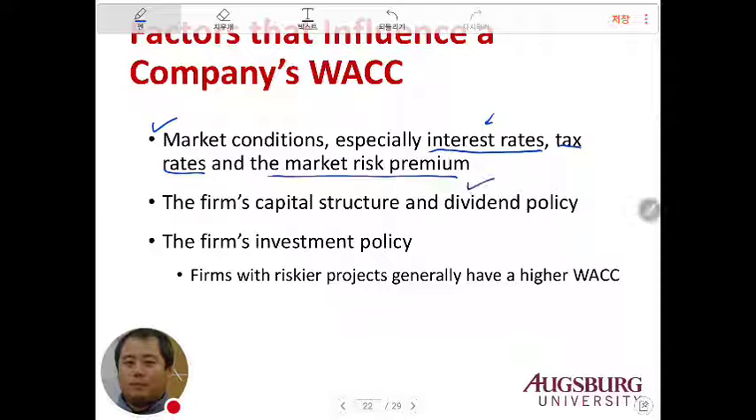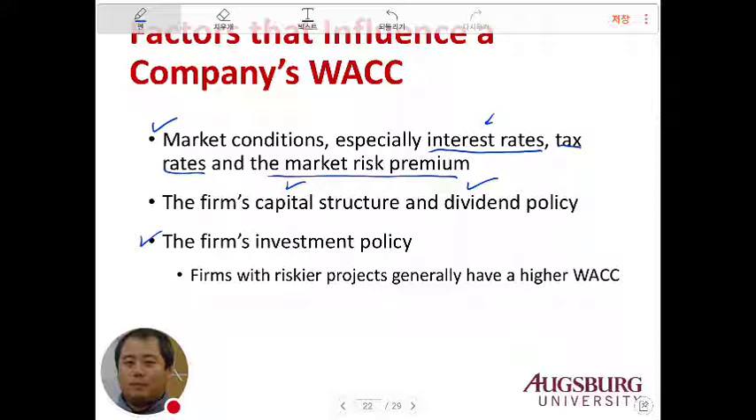And dividend policy is important. Capital structure is also important. Capital structure is the proportion of each component of the financings, so it determines each weight. Dividend policy now is related to the cost of equity too. Now finally, the firm's investment policy, which is related to risk.